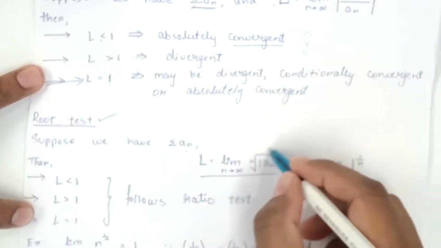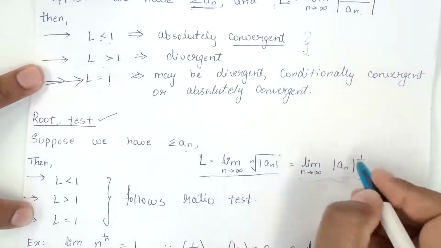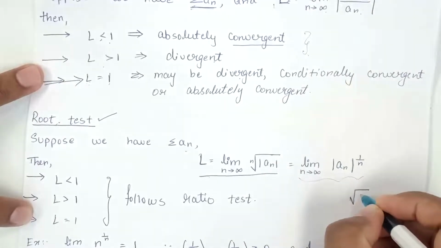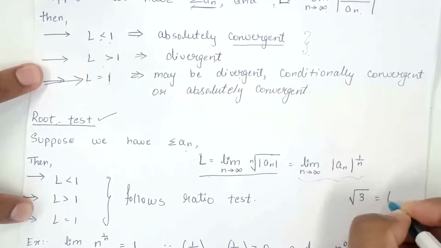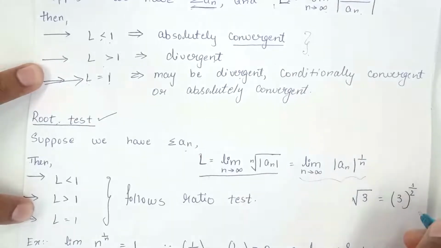Now you can use this or even here, this one. It doesn't make a difference, both are the same. Even if you write a square root of 3 or if you write it this way, both are the same, right?